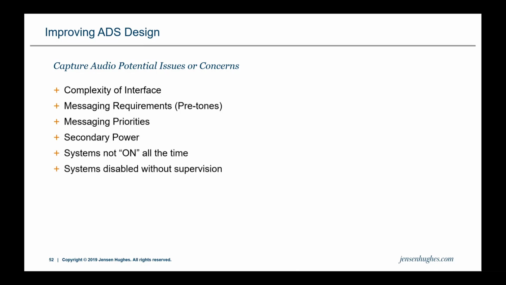What about systems that can be disabled without supervision? If someone were just to turn off the amplifier or disconnect a piece of equipment, will we know about it? Will the fire alarm system receive a signal if that were to happen?